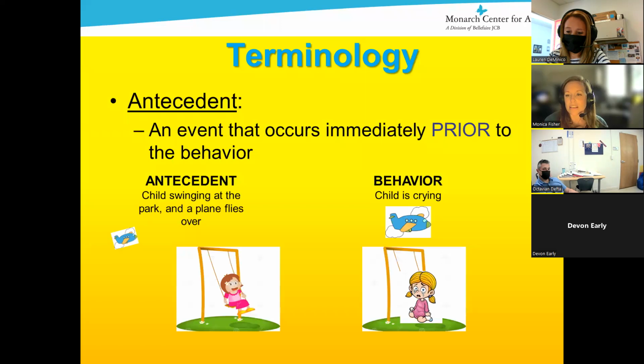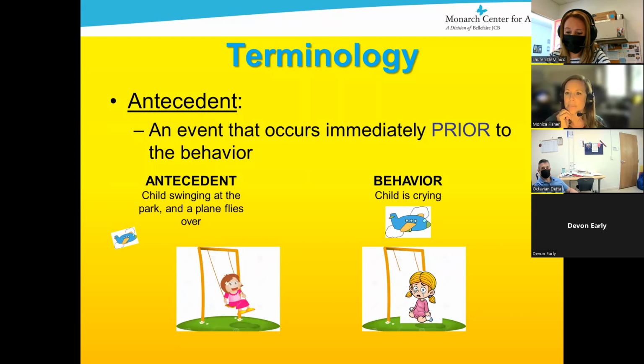An antecedent is an event that occurs immediately prior to the behavior. So in this kind of example, the child is swinging at the park and a plane flies over, and then the behavior might be that the child is crying. Sometimes those antecedents are very obvious. Sometimes it's very clear, like I said to this child, you need to stand up and go get your backpack. And sometimes the antecedents are not obvious.